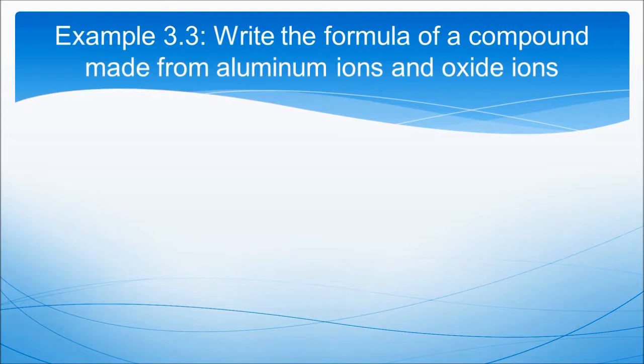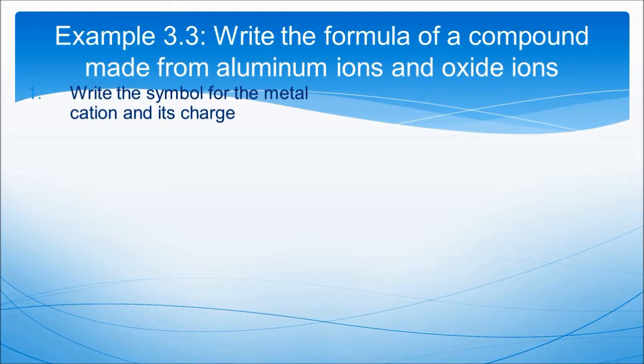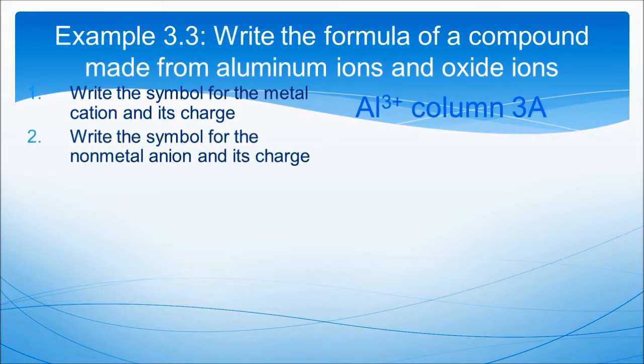Here's an example. Write the formula of a compound made from aluminum ions and oxide ions. Step 1 is to write the symbol for the metal cation and its charge. Therefore, the cation is aluminum, which is in column 3, and so it has a 3 plus charge. Step 2 is to write the symbol of the nonmetal anion and its charge. In this case, it's an oxide ion. Oxygen is in group 6 and therefore has a 2 minus charge.